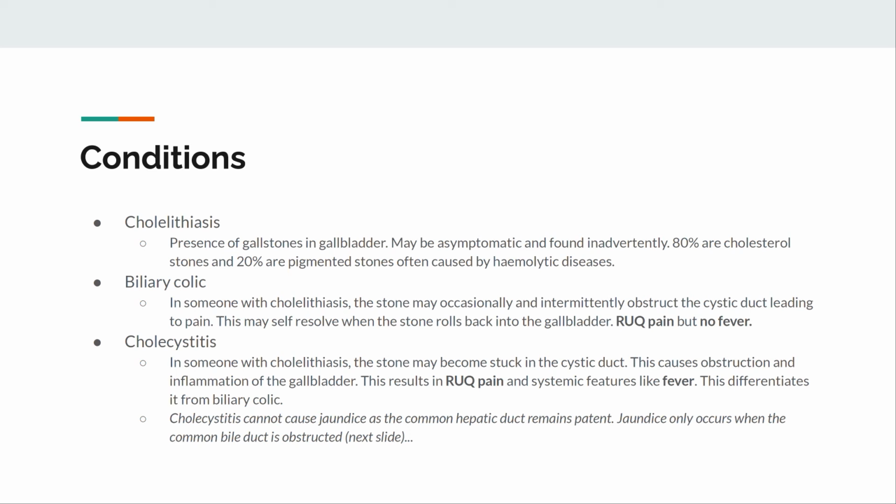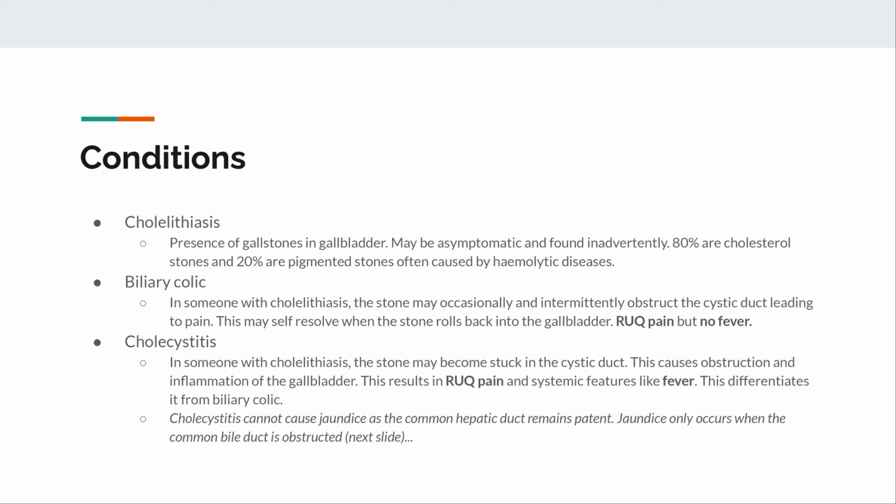Biliary colic, on the other hand, is when someone with cholelithiasis, that stone rolls around in the gallbladder and gets stuck in the cystic duct. And whenever that happens, they get pain because the gallbladder is becoming a little bit irritated. But then the stone eventually rolls back out and it's okay. That person will have right upper quadrant pain from their gallbladder, but no fever, because there's no infection yet. It's just every so often it gets a bit blocked and it hurts a little bit. Those stones might pass, or those stones might just live in the gallbladder forever.